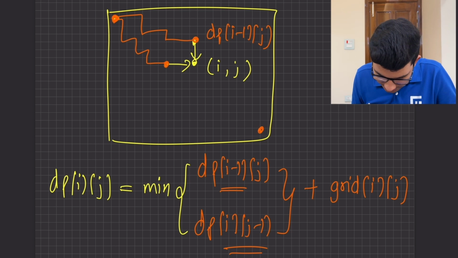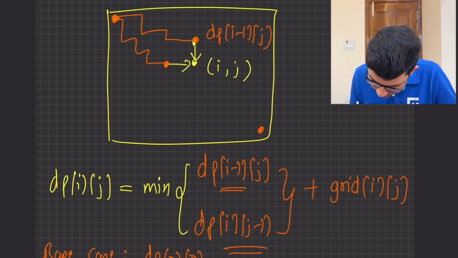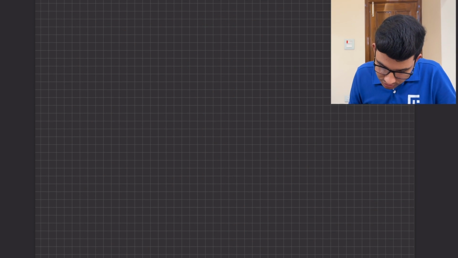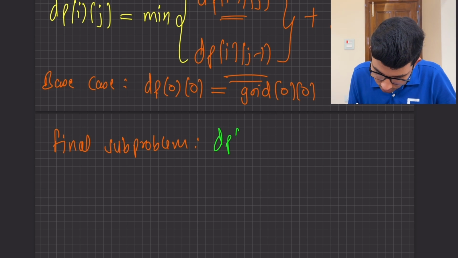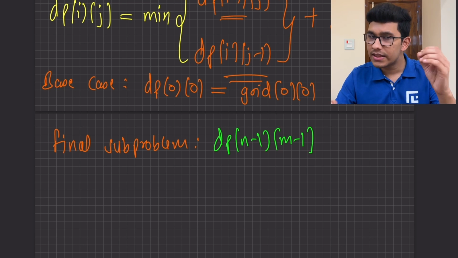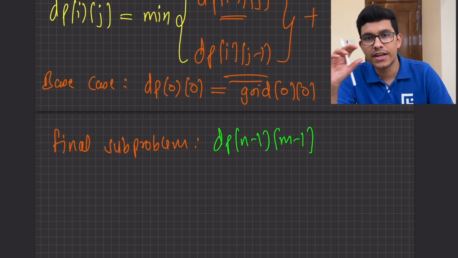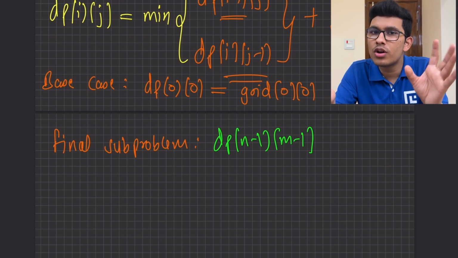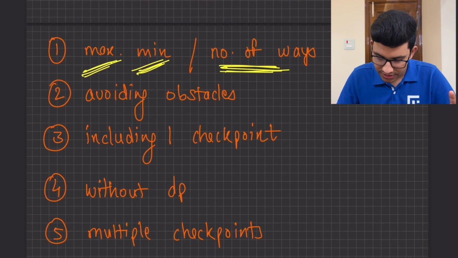Correct? So let's write the base case here as well. The base case would be simply dp of 0 comma 0 is equal to grid of 0 comma 0. And finally, the final subproblem, let's also write it here. That is going to be just dp of n minus 1 comma m minus 1 now. So we've looked at certain things here. First of all, the importance of state and transition. Secondly, we've looked at three variations of the same grid problem. Now let's look at one more variation, which is actually the variation being asked in the CSES problem set. So this variation is this.